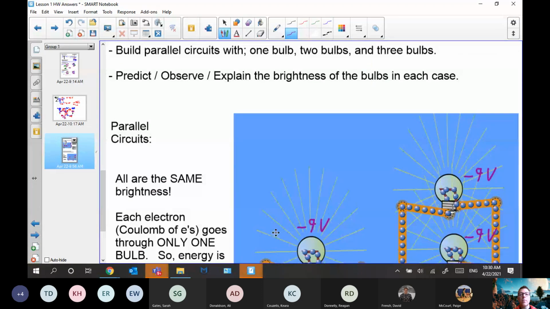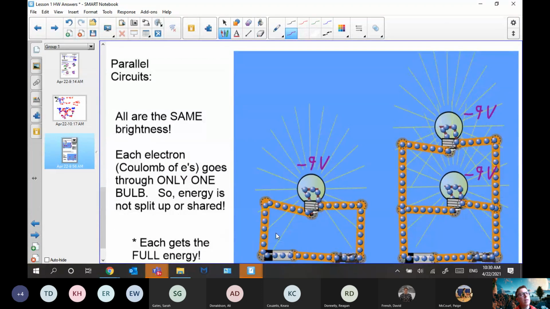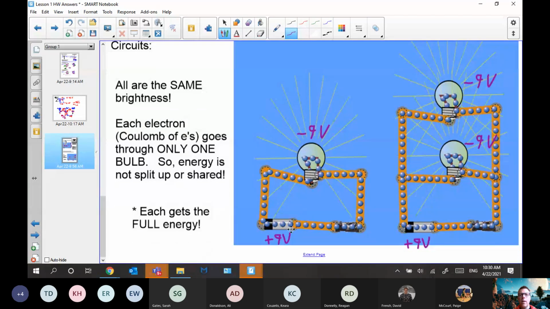And then with parallel circuits, I think this was already on the slide. You've noticed the stuff that I uploaded, but there's only 2 of them made here. So the 9 volts, and of course it's the same circuit as the series, right? But if you did the 2 bulb and then the 3 bulb, you'd see that they're always the same brightness. They always get the same amount of energy.